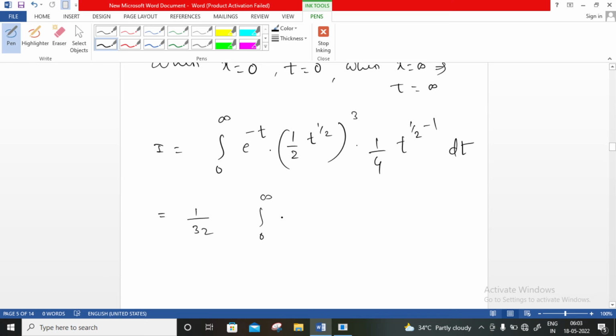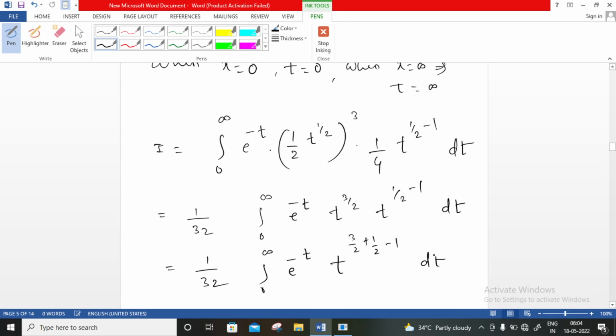1 upon 32 ∫ e^(-t) t^(3/2) · t^(1/2 - 1) dt. Now you merge both these t terms, because you use here the properties of indices. Bases are the same, so you take the index addition: t^(3/2 + 1/2 - 1) dt.